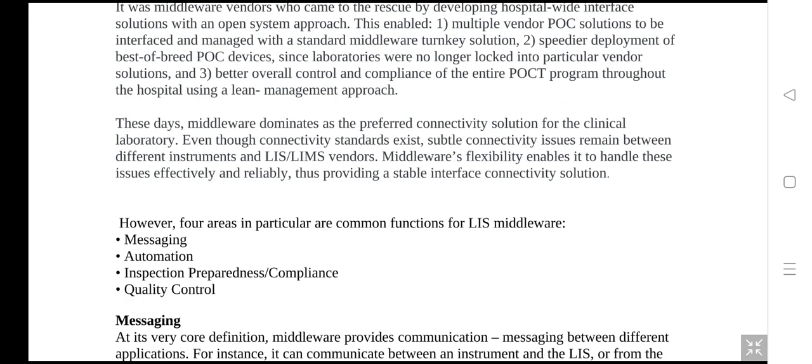It dominates as the preferred connectivity solution for the clinical laboratory. Actually, it is now the dominant preference for connectivity solutions.